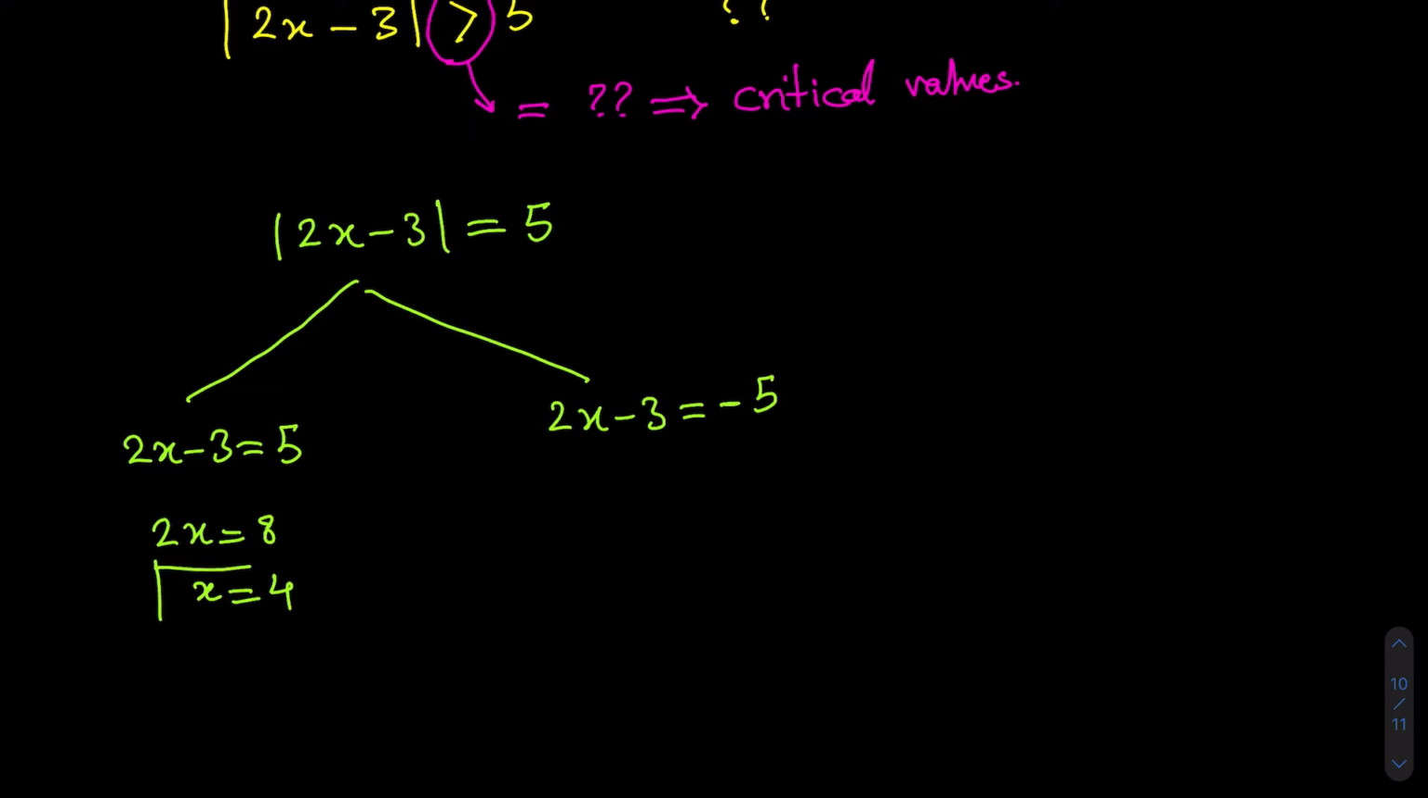So this is one of our critical values, and the other one we will get 2x equal to minus 2, so x is equal to negative 1. This is the other critical value. So what we have done so far is find the critical values. So what is the next step?